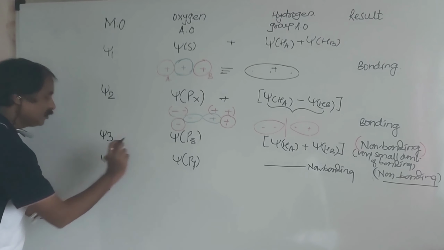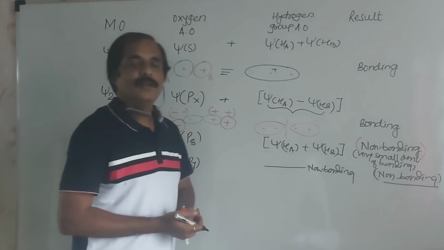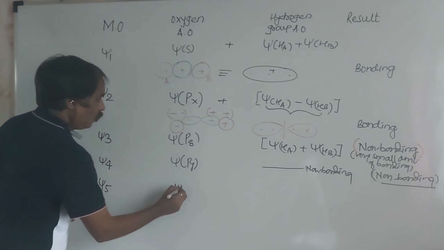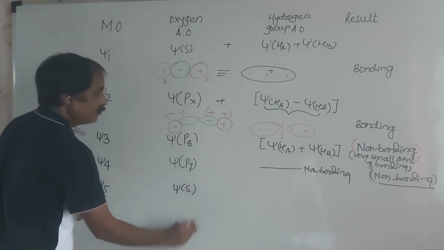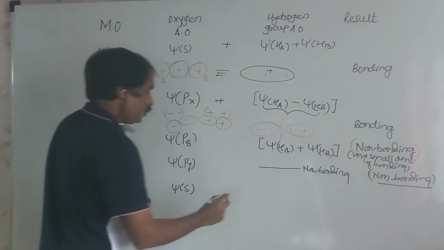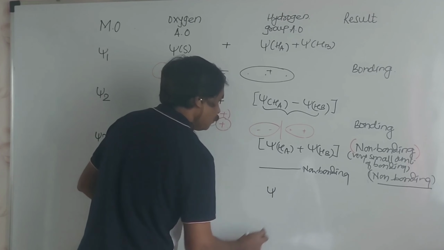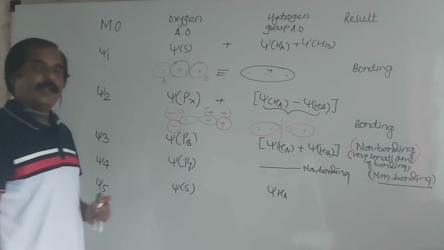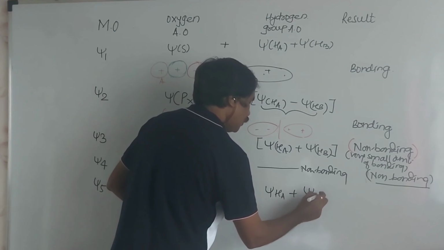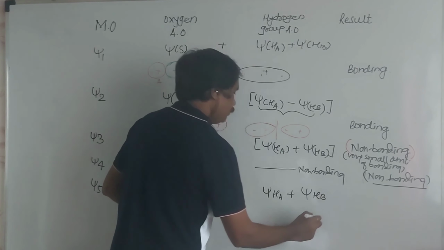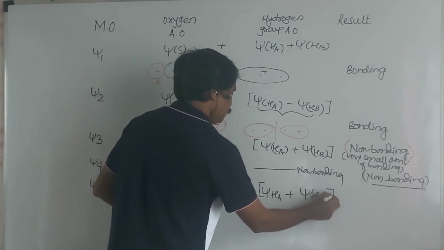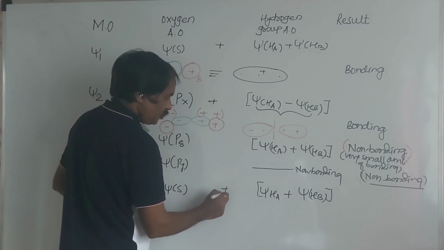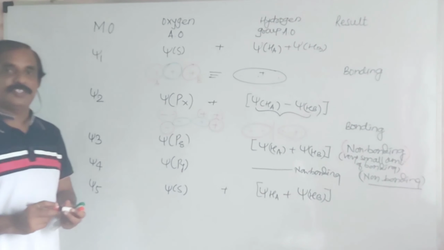Then psi5, isn't it? I will take here the wave function of oxygen, that is, I will take S only. Addition with the wave function of HA and the wave function of HB. Here addition. An addition of the wave function of S, that is oxygen, with group atomic orbitals of hydrogen.